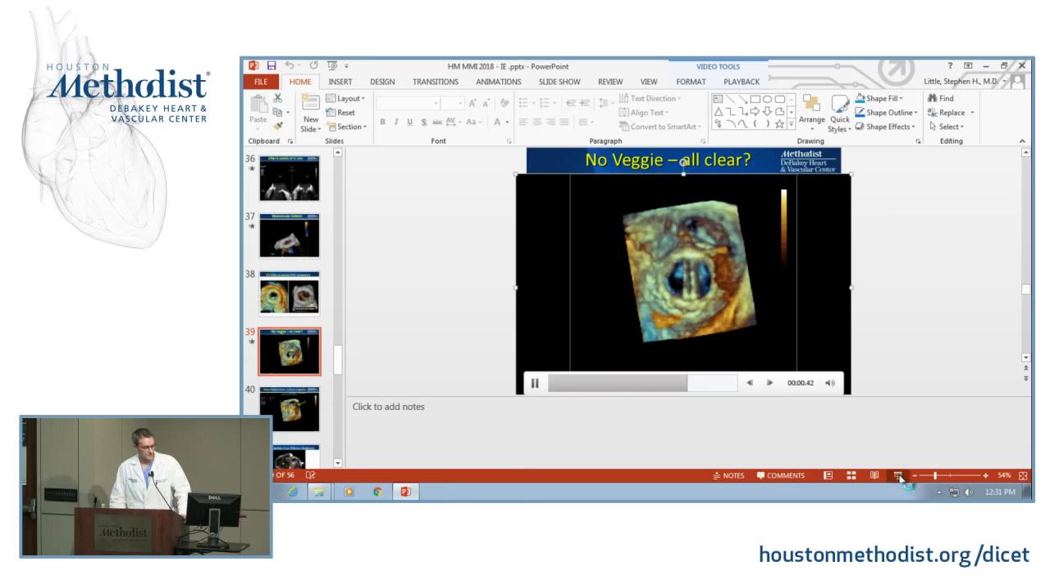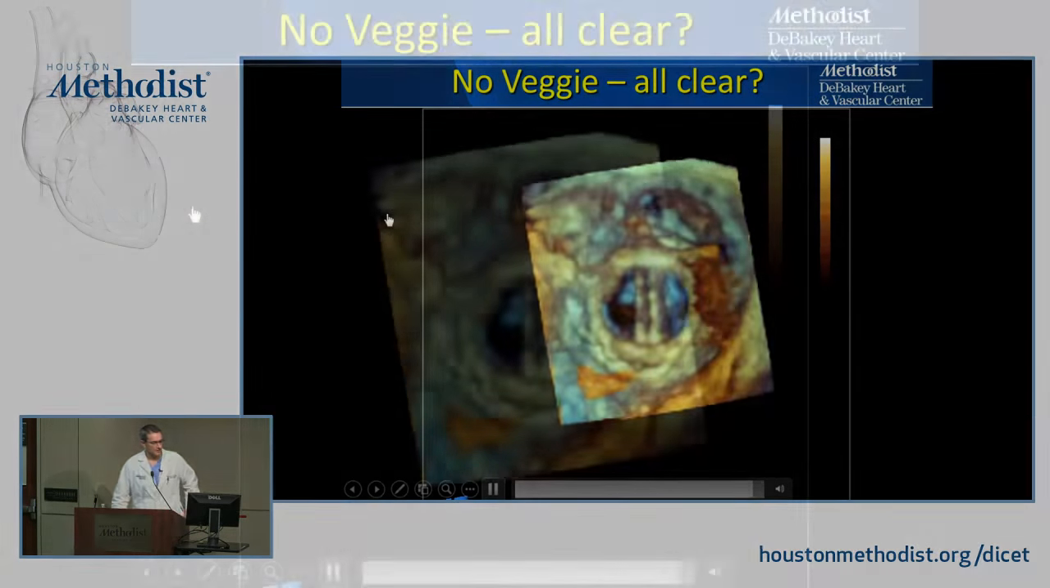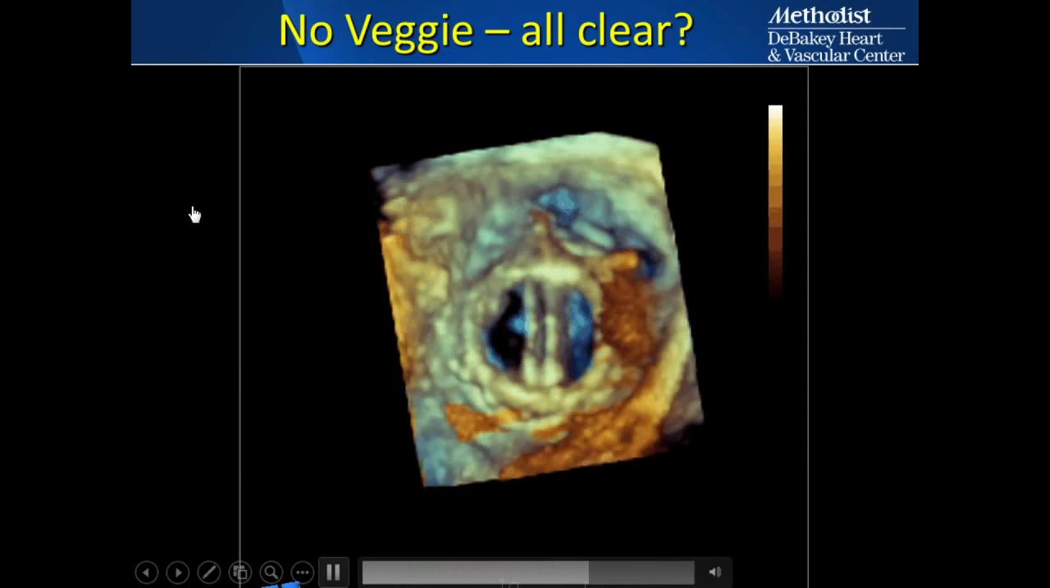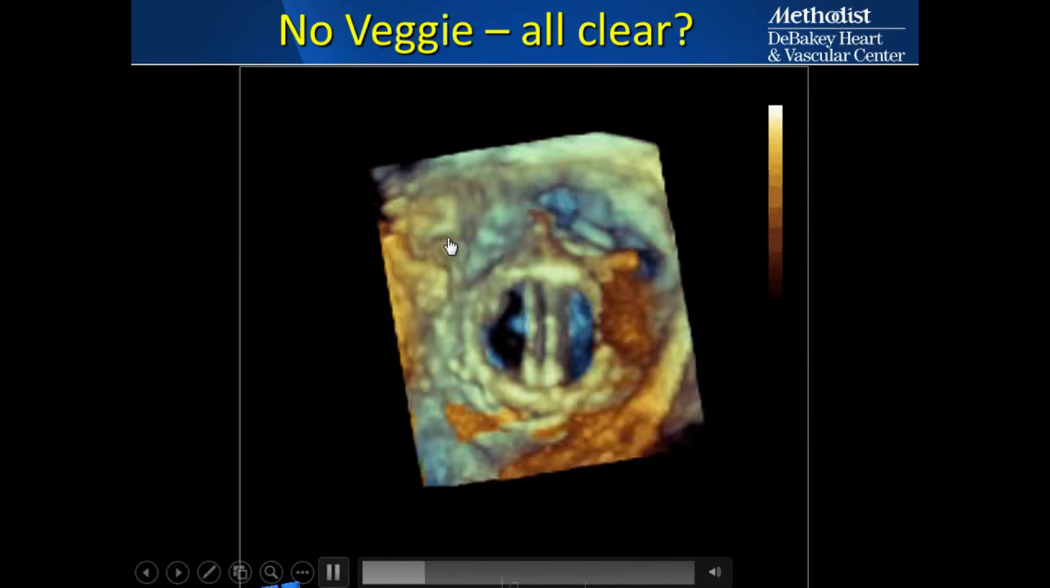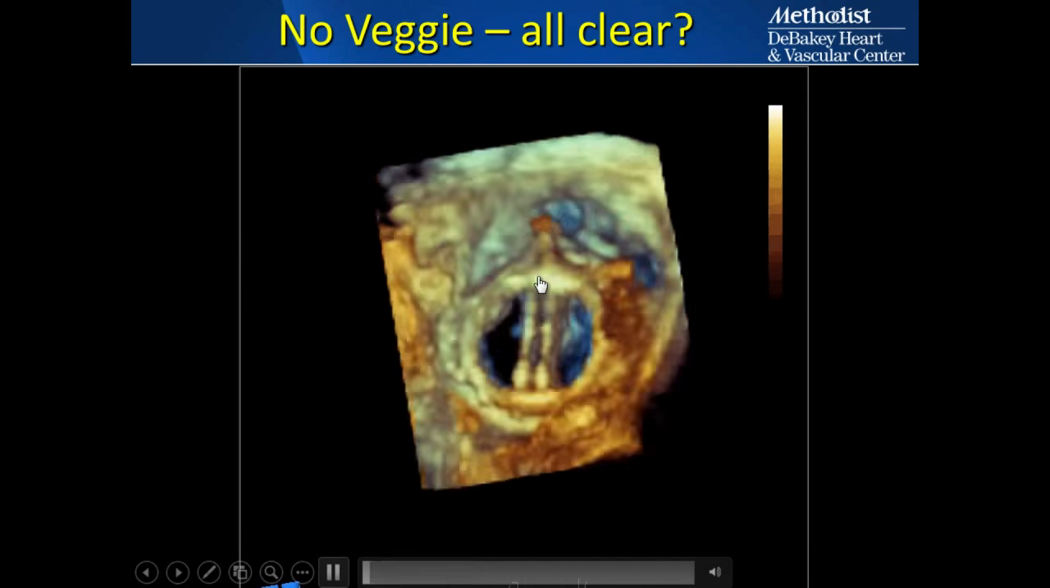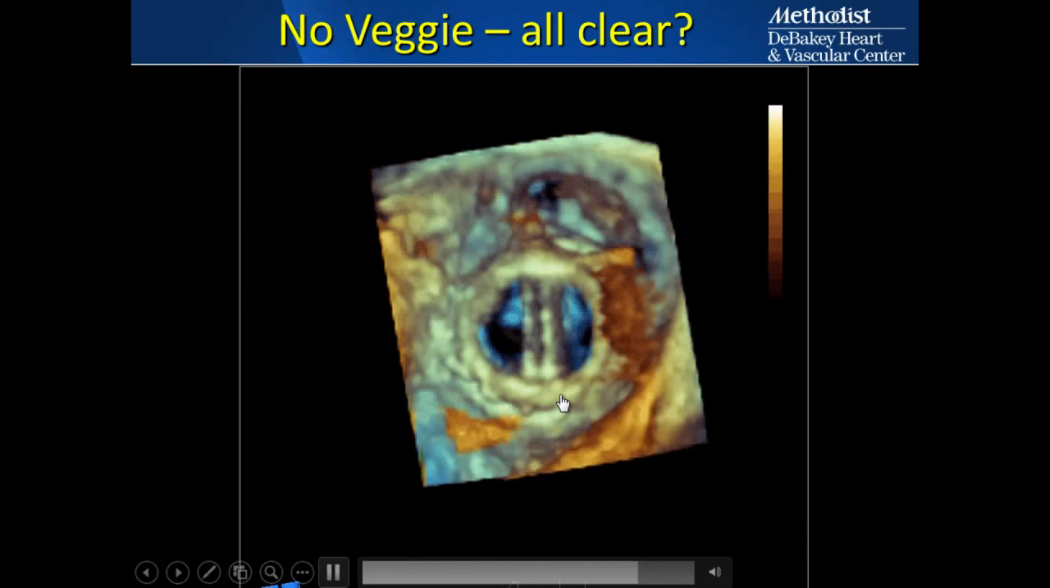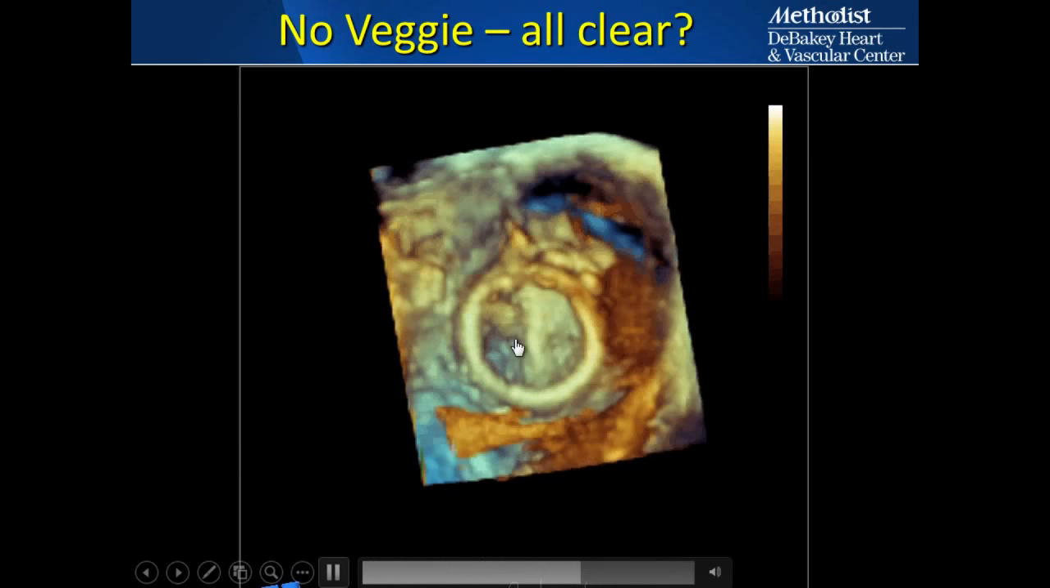This is a physician who presented to us with culture positive and a prior history of endocarditis. He had his mitral valve replaced because of endocarditis, about a year prior. And then he presents here, and if you look at the valve itself, this is a mechanical valve in the mitral position. The leaflets appear to open and close fairly well. You don't see any large mass here.